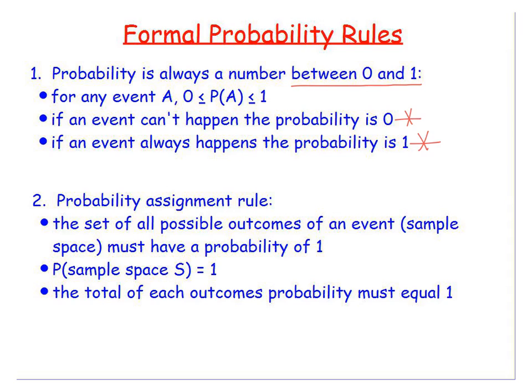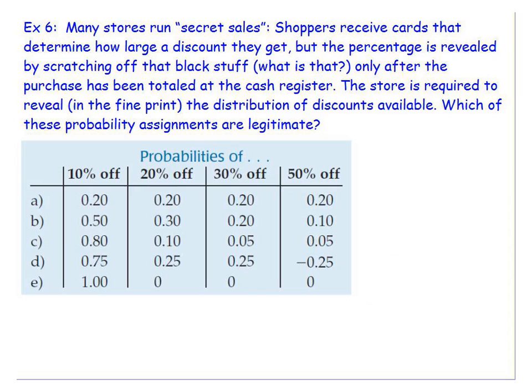The probability assignment rule. This says the set of all possible outcomes of an event, in other words, the sample space, must have a total probability of 1. So when you add them all up, they must equal 1. This right here is another way of saying it. The probability of the sample space is 1. Let's look at some of those in action.